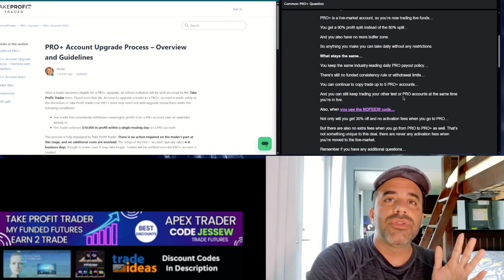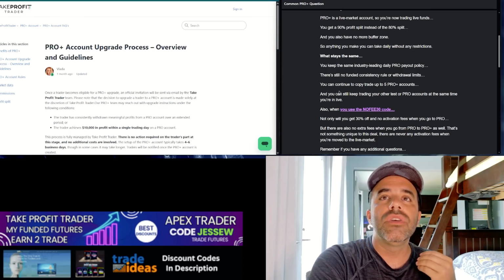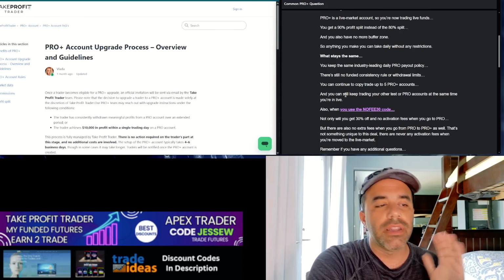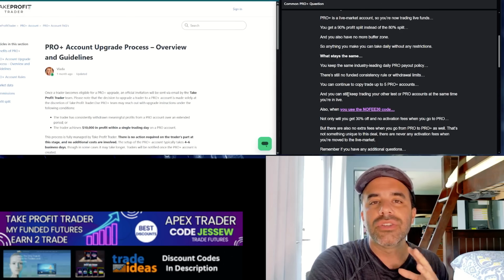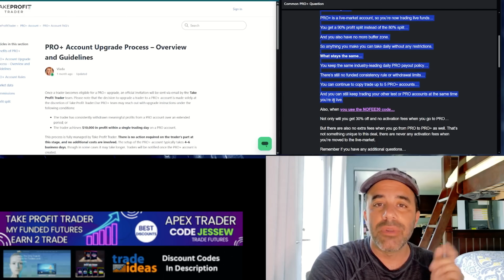And you can still keep trading those, which is freaking great because most other firms, including Topstep, you can't do that. So you cannot be trading a live account along with evaluations and sim funded accounts. But at TakeProfit Trader, you can. And that is pretty damn lucrative if you ask me.